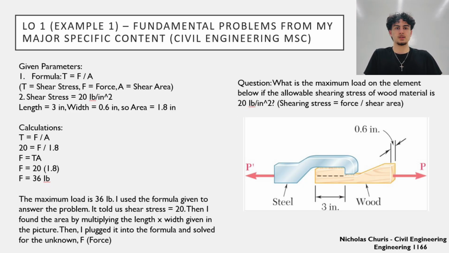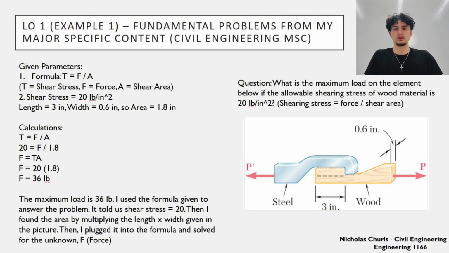It was asking what is the maximum load on the element below if the allowable shear stress of wood material is 20 pounds, and they gave us the formula shear stress equals force divided by shear area. They also gave us the length and the width, so I multiplied that to get the area, and they already give us the shear stress, which is 20 pounds in the equation.